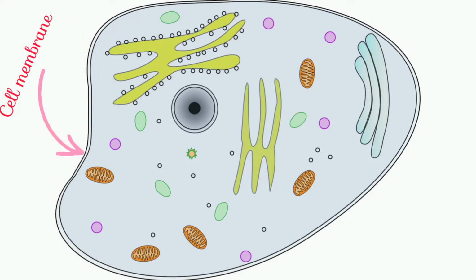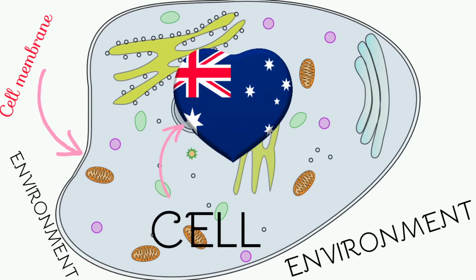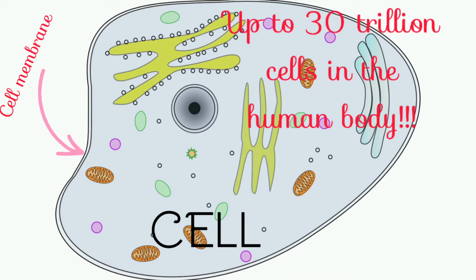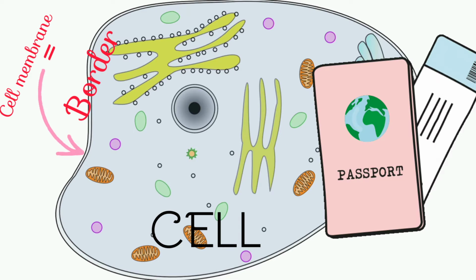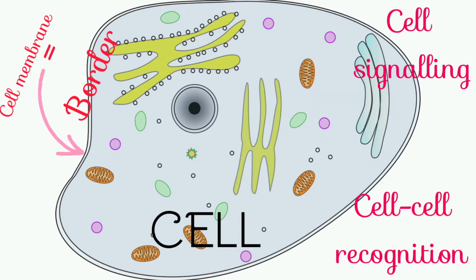The cell membrane lives on the edge of life, and it functions to separate each cell from its surroundings. So basically, we could say each cell is like a country, and we have trillions of them in our bodies. And just like actual countries that we know, they each have their border, and you can't just waltz in, but you have to show some form of identification first. And this is where cell signaling or cell recognition comes in.